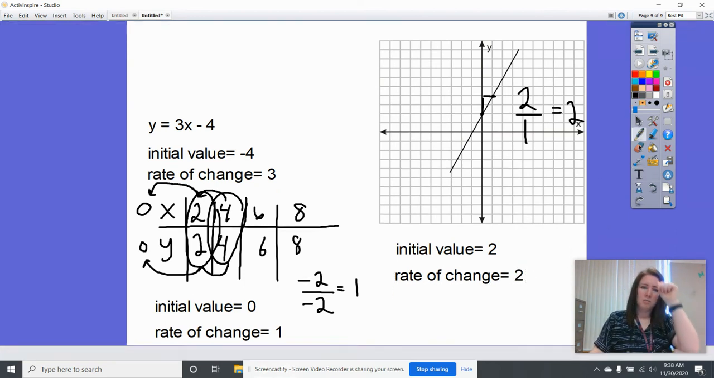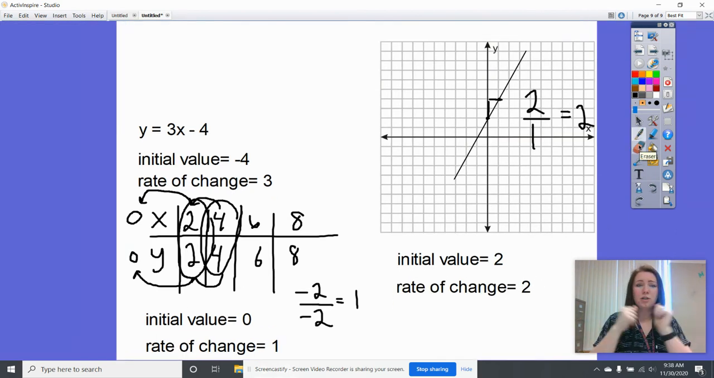So then if the question asked which one is the largest rate of change, the equation is the largest rate of change. Which one is the smallest rate of change? The table is the smallest rate of change. Or if it just says compare them, then I would say something like, the equation is the largest rate of change with a rate of change of 3. The table is the smallest rate of change with a rate of change of 1. And the graph had a rate of change right in the middle with a rate of change of 2. So that's comparing initial value and rate of change for a graph, table, and equation.